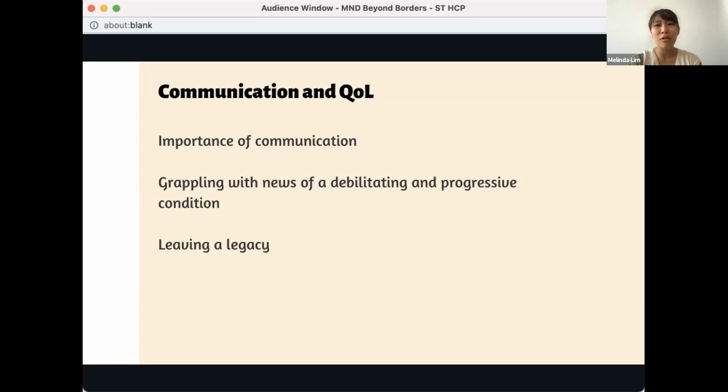So having this ability to communicate via no matter what means is really, really important to a person with MND. And that's where we come in as speech therapists and as healthcare professionals. I don't think it's just limited to speech therapists alone, but I do think that all of us have a part to play in trying to assist this person to be able to leave some sort of legacy for when they are no longer with us.